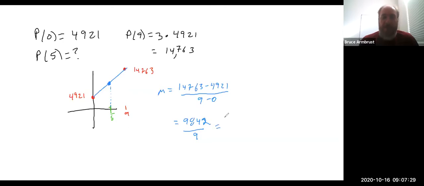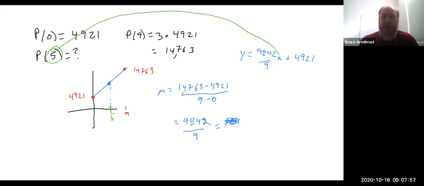So let's see, this gives us about 1,094. No, we'll just leave it like that. So we get that y is equal to 9,842 over 9 times x, plus 4,921. That's our y-intercept. And now we just take 5 and we fire it in there.